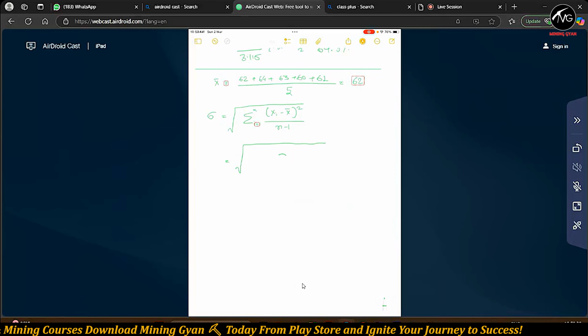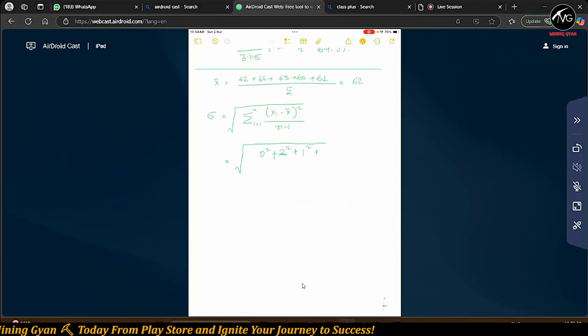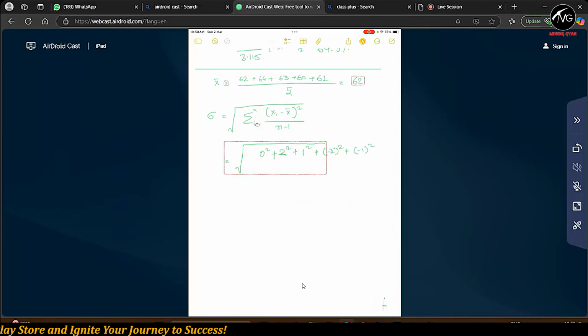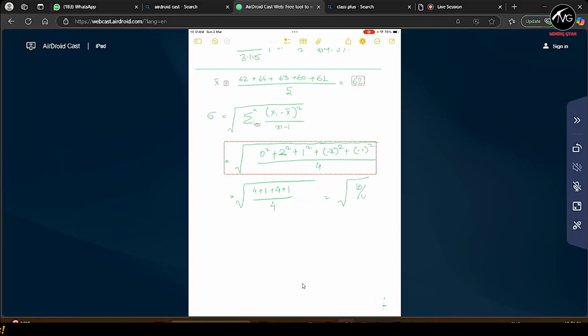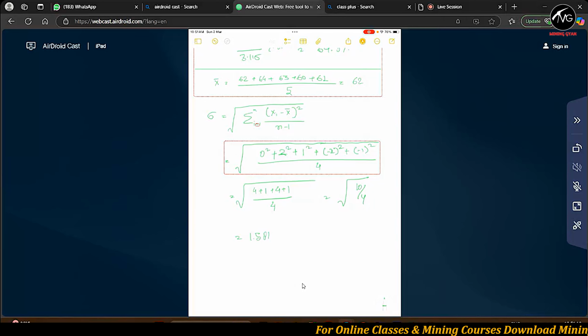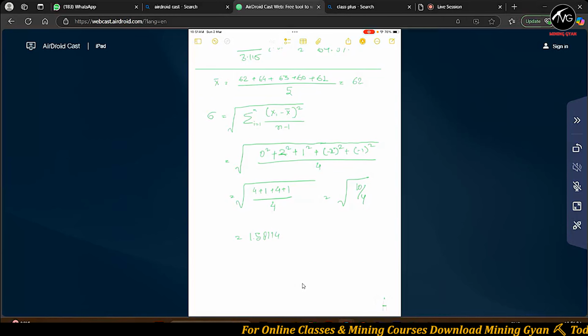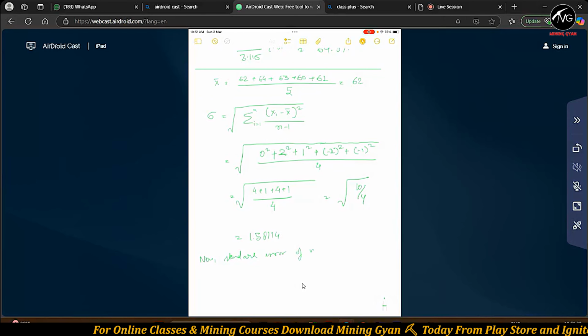In our case, it would be... Now the standard error of mean. What is it?